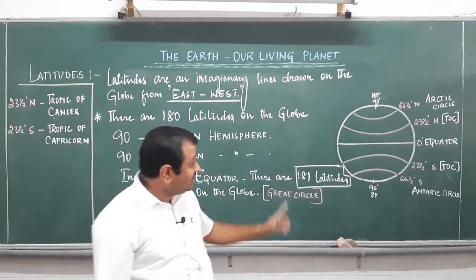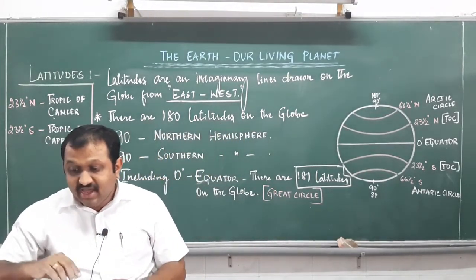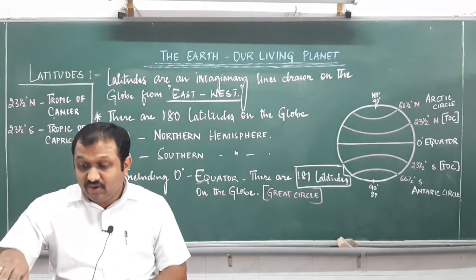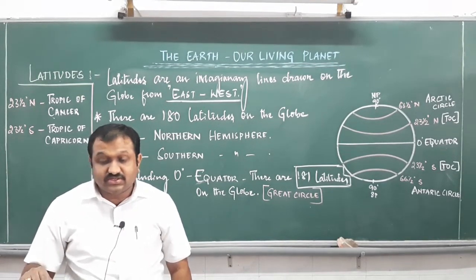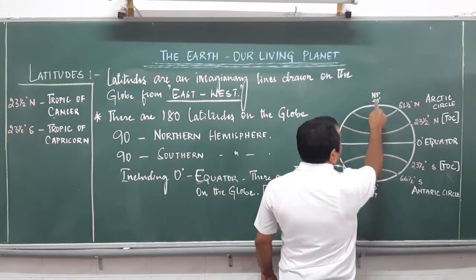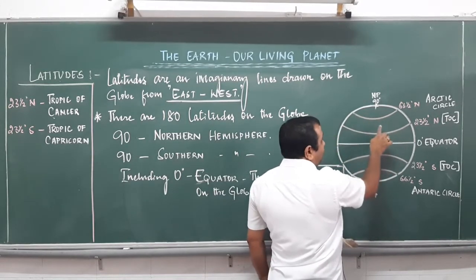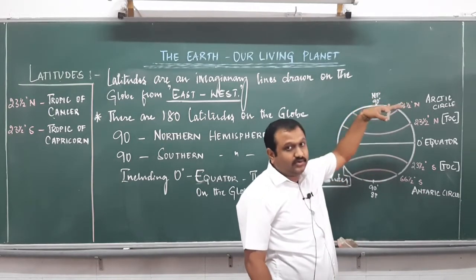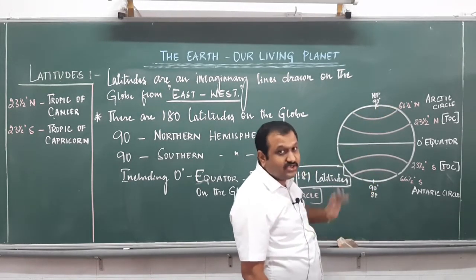All these lines that are drawn from east to west, the equator is equal to the circumference of the earth. The other lines of latitudes are shorter in length. As you go towards the polar region from the equatorial region, the circle gets reduced. When you go to the north pole, that is 90 degree, it is just a dot. It is just a dot at the north pole, and the same at the south pole.